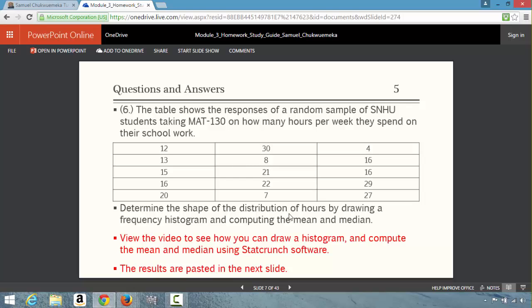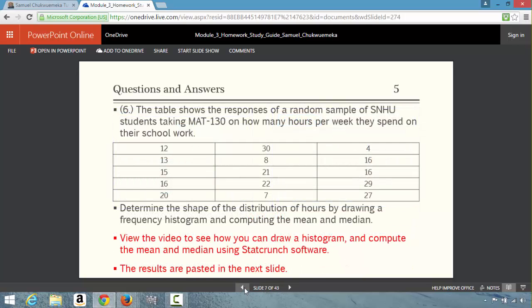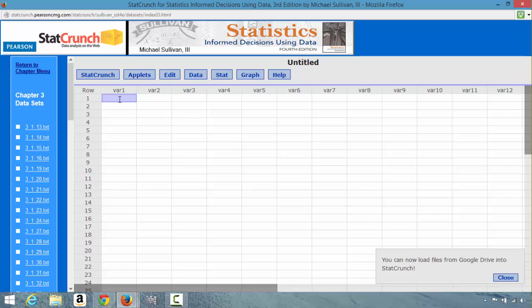Determine the shape of the distribution of hours by drawing a frequency histogram and computing the mean and the median. So we are going to use StatCrunch. We will do this in StatCrunch. Let's go ahead and do that. The nice thing about this is that there are several statistics software packages that have been made to simplify the work. So I'm going to enter this data right now. I will have my StatCrunch open already.